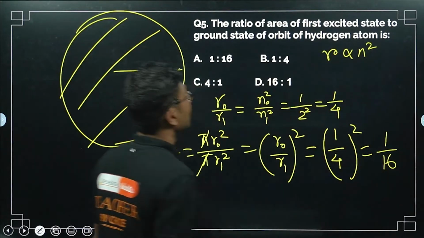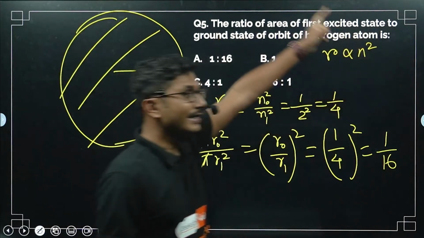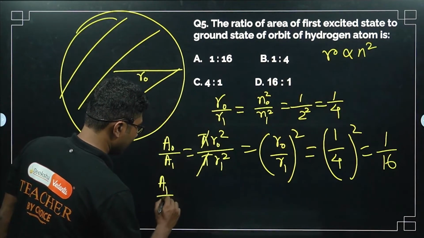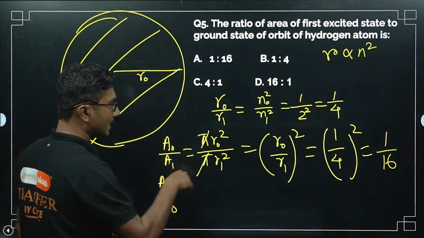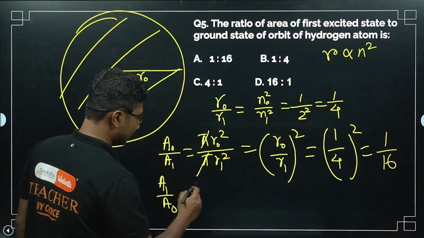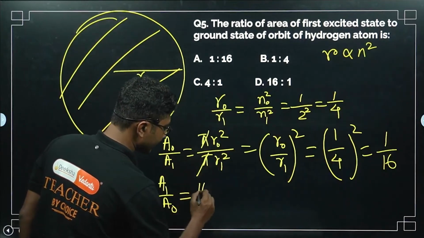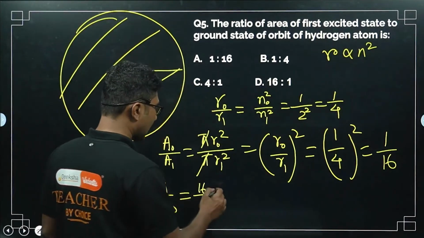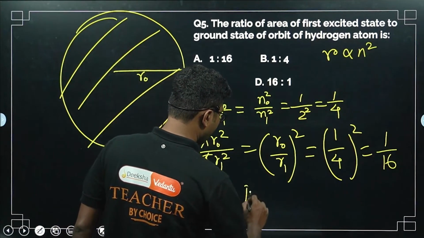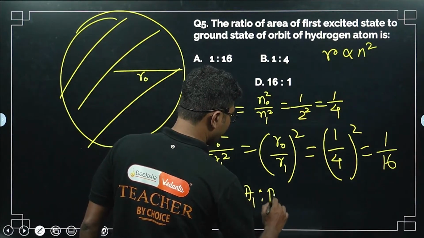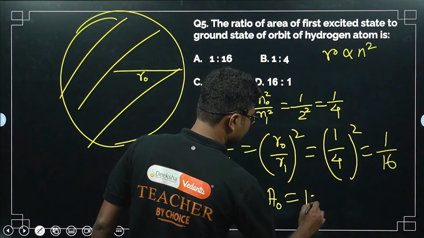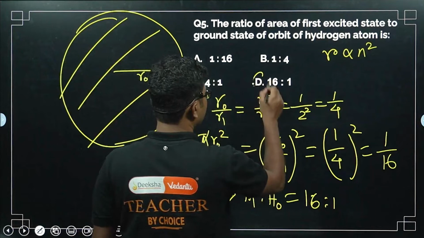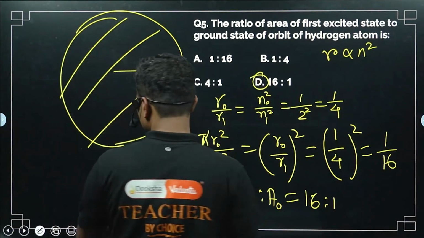Now which one is first? First excited state to the ground state. So you want to find A1 by A0. We have calculated A0 by A1, but in the question it says first excited state first, so it will be 16 by 1. You have to be careful. Even if you have calculated and done the calculation correctly, you have to read the question one more time, so that you are sure you are writing the answer correctly. 16:1. So the correct answer is option D. Okay, 16:1. Now let's move on to the next question.